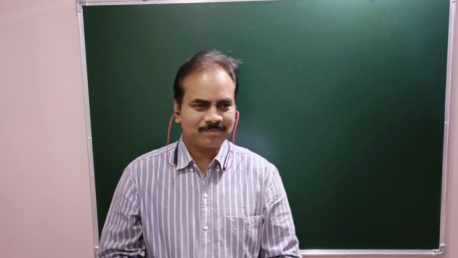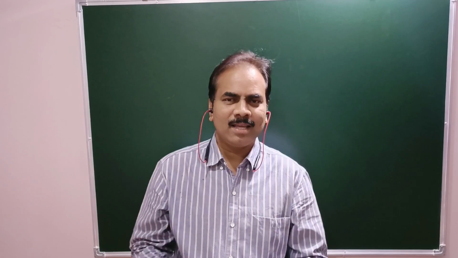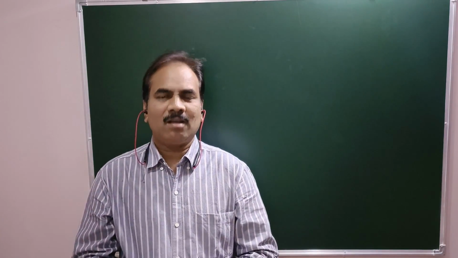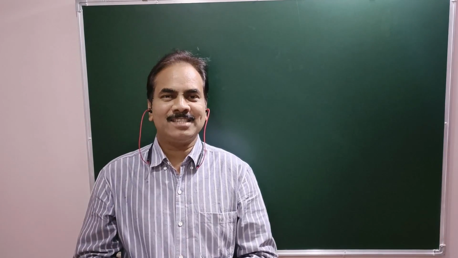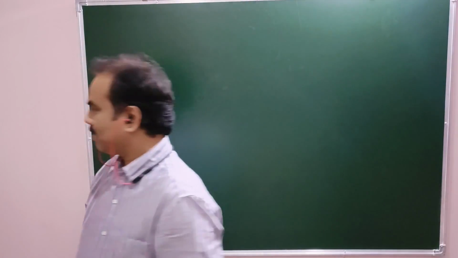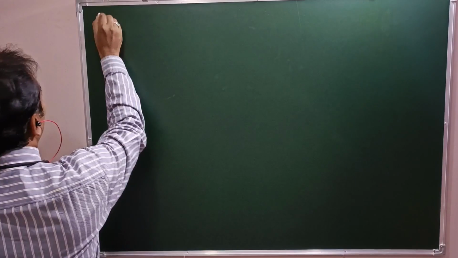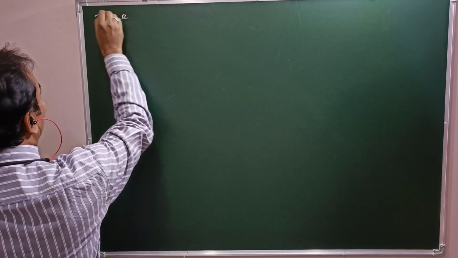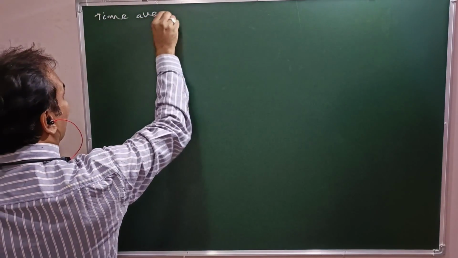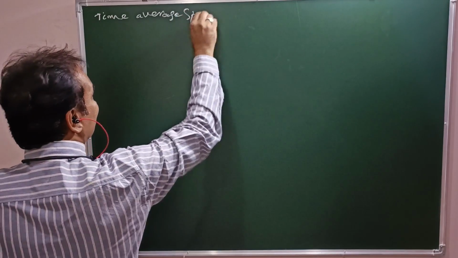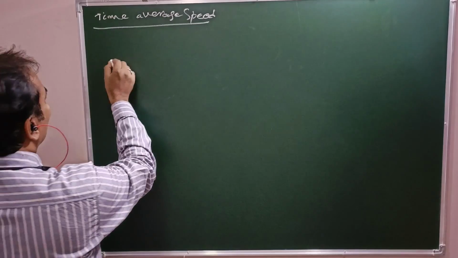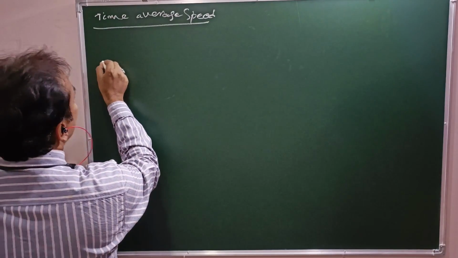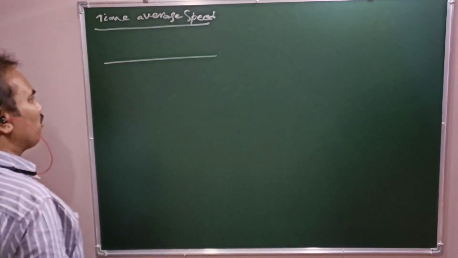Let us see the types of average speed. Here we have two types of average speeds. The first one is time average speed and the second one is distance average speed. See, time average speed. Suppose this is the path followed by one particle as an example.